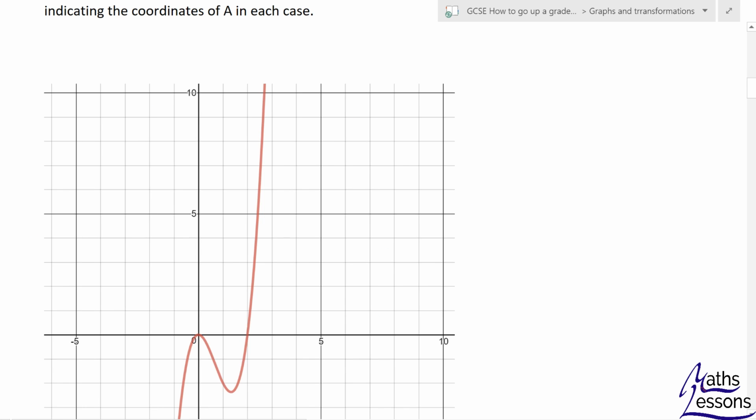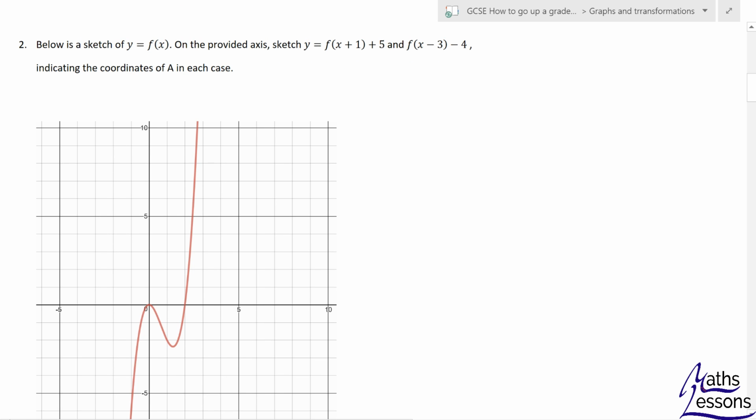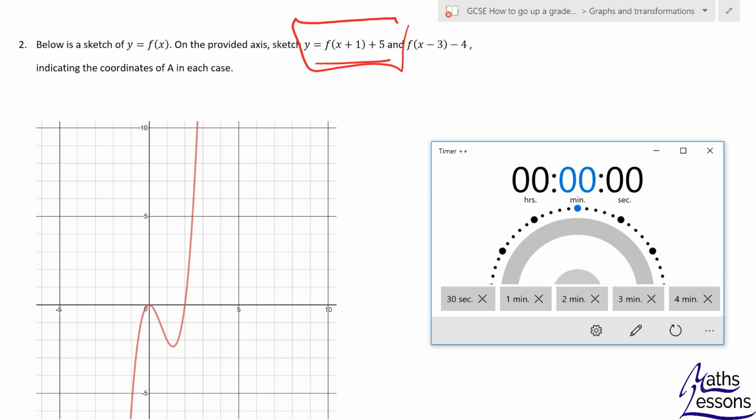Here we go. Here's a graph transformation. This is f of x. Try and draw f of x plus 1, plus 5. Just try and draw that one. 2 seconds to try and see.